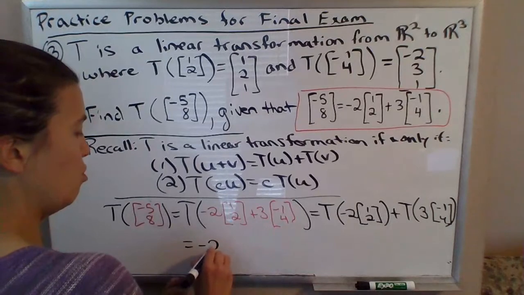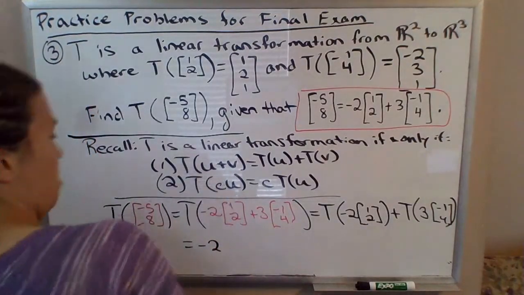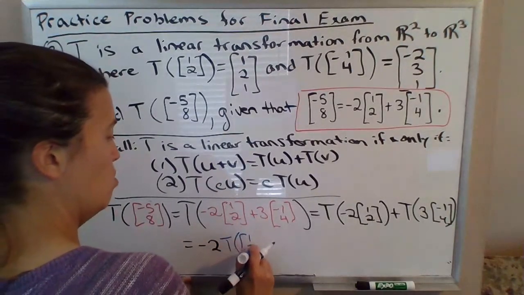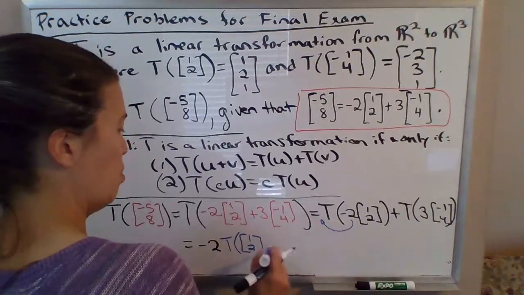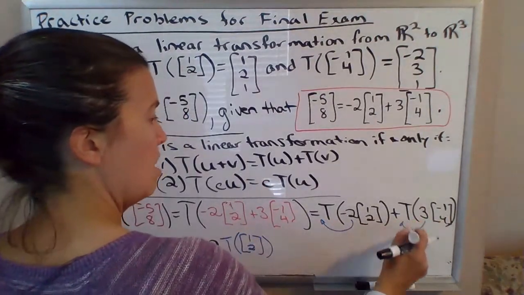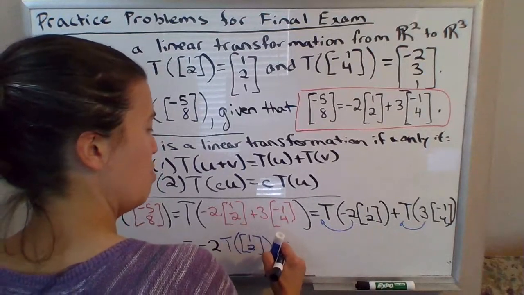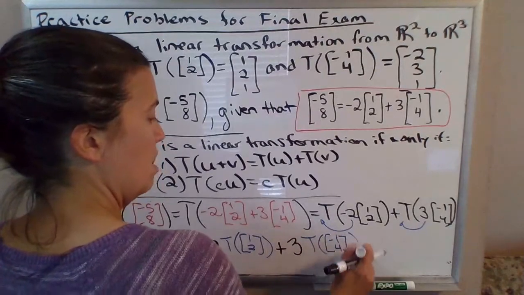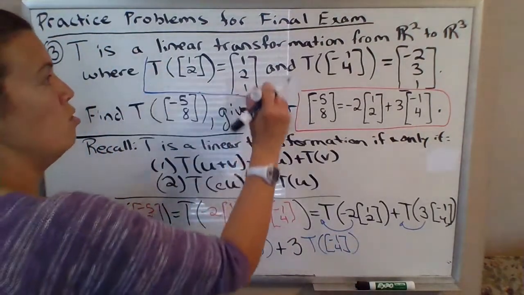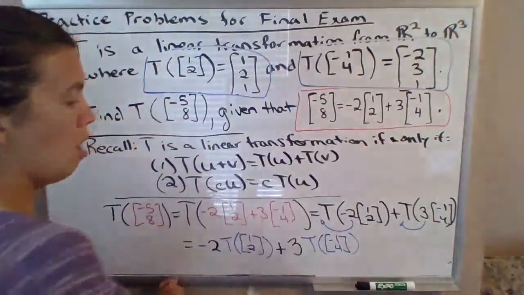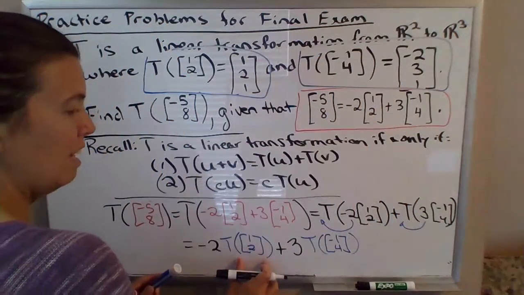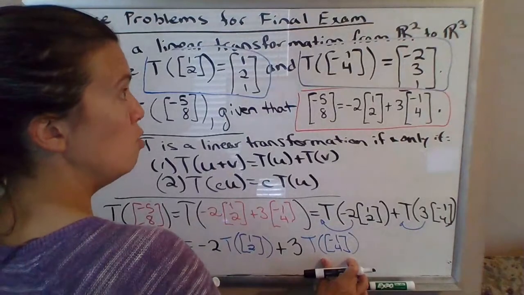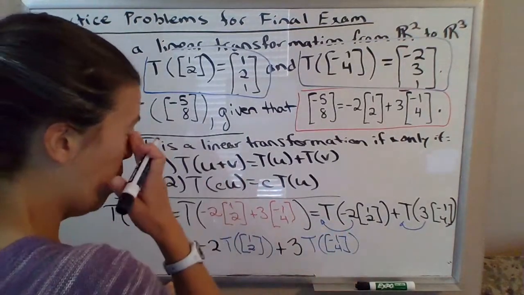So this is equal to negative 2 times, I'll write this next part in blue, T of 1, 2, if we pull out this scalar multiple. And same thing here, pull out the scalar multiple. So this is plus 3 times T of negative 1, 4. And notice, T of 1, 2 and T of negative 1, 4 are provided. So now we can plug in the given vectors for T of 1, 2 and T of negative 1, 4.